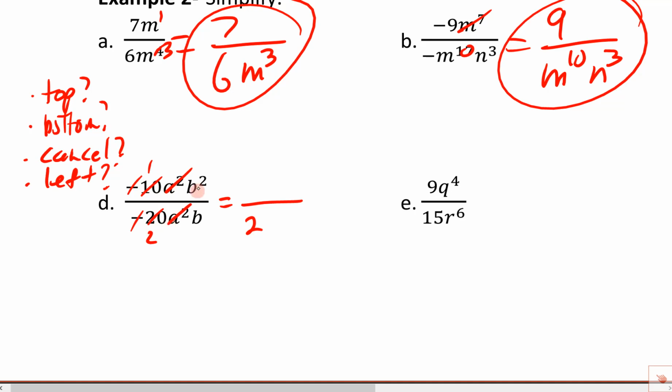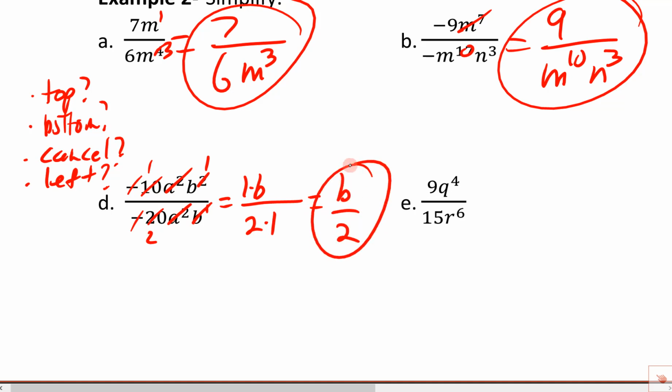Okay, how many b's on the top? There are 2. How many b's on the bottom? There is 1. How many cancel? 1 cancels from here and here, so that means there's 1 left, and it's left on the top. So this would be b to the 1st on the top. We'd circle that and we're done with the answer. That's it. Now, if we had written a 1 here because we knew it was positive, or a 1 here because those cancel or something like that, totally okay. We'd still just want to write the answer as b over 2.